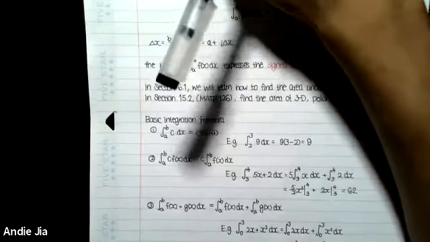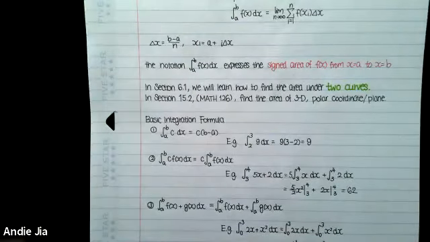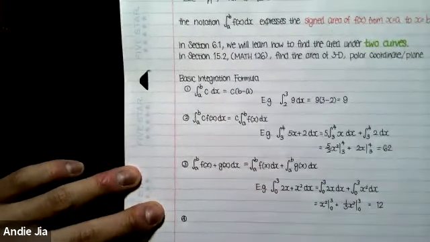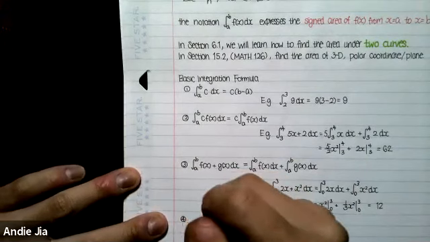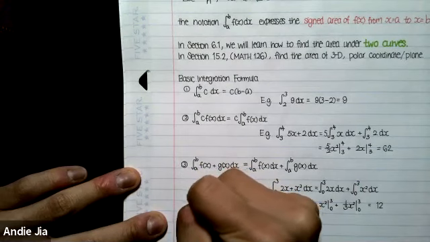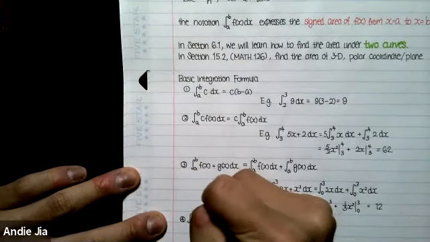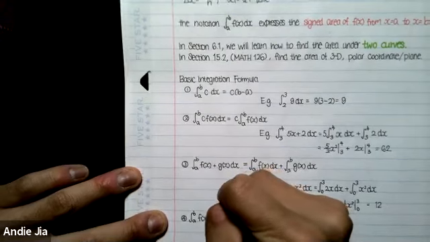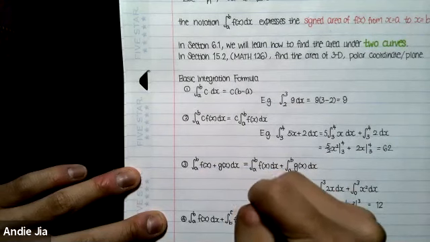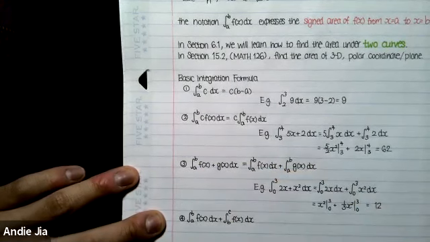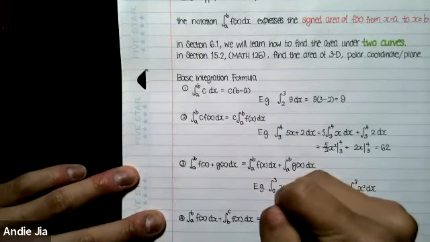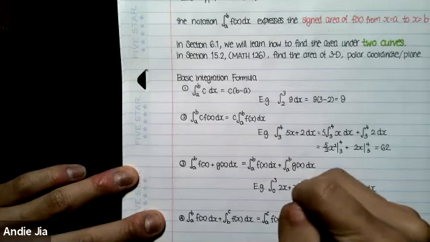And what we have next is the last one, number 4. The integral from a to b of f of x dx, add another, the integral from b to c of f of x dx, then what we have is the integral from a to c of f of x dx.